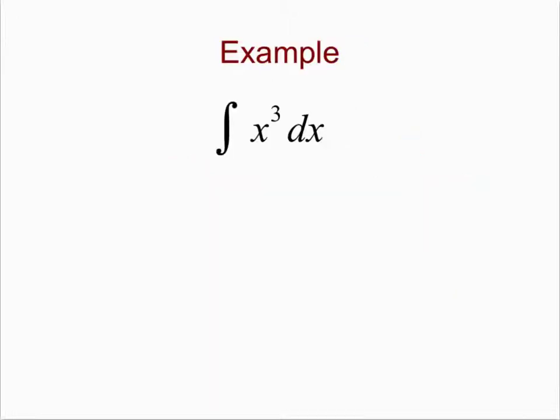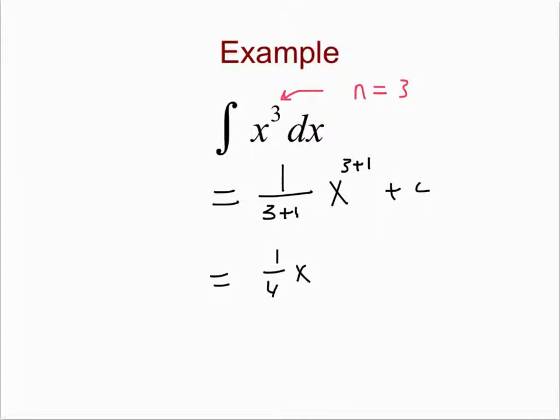So let's consider the function x cubed. We're going to do the integral of x cubed. And our rule said that we're going to add 1 to n. And remember, this right here is n, so n equals 3. And we're going to make this 1 over 3 plus 1, which is 4, x to the 3 plus 1, and then plus c. And so what this works out to be is 1/4 x to the 4th plus c. You may also see it written as x to the 4th over 4 plus c.